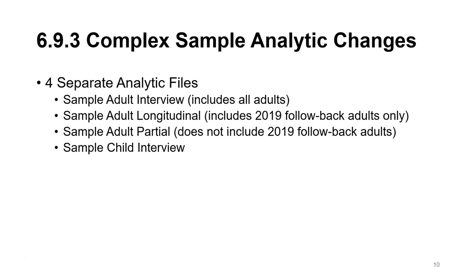If you wanted to compare across multiple years, which I have done in my research in the past, you would want to use the sample adult partial file, because if you use the sample adult interview file, you're going to be double counting individuals from 2019 and 2020 that were part of that follow back design. They also had one file for the sample child interview.